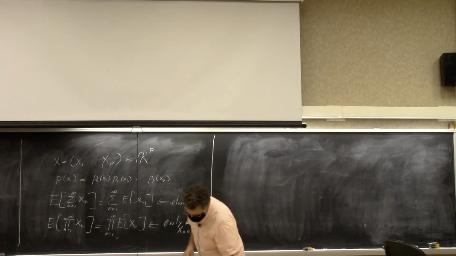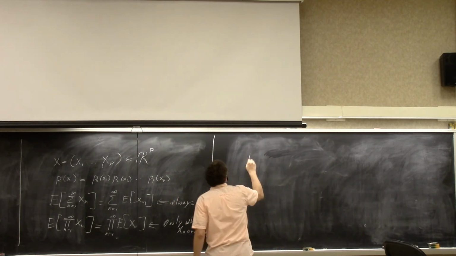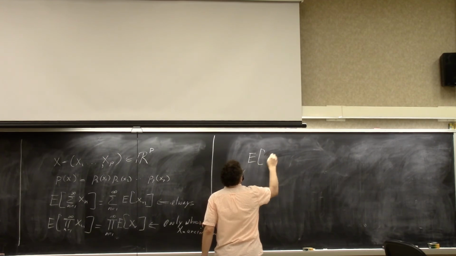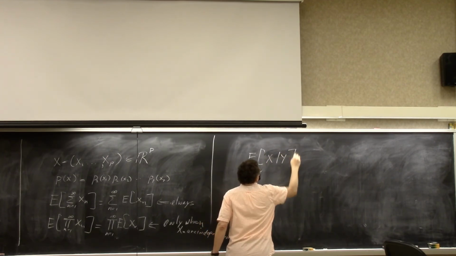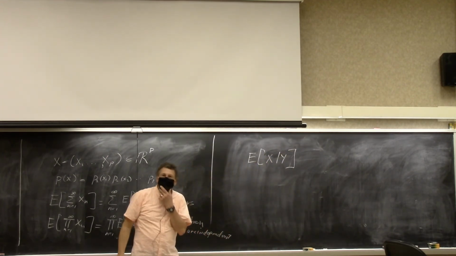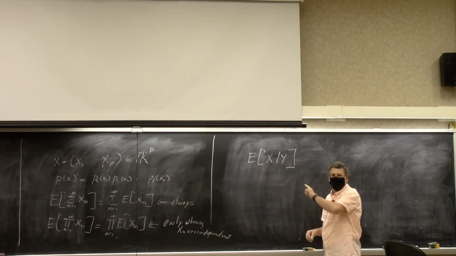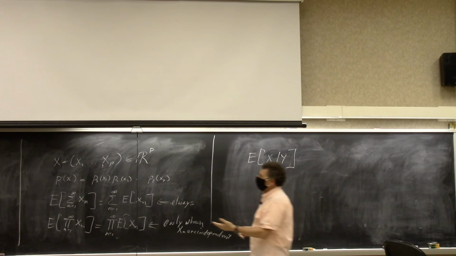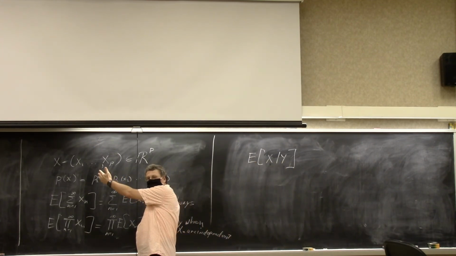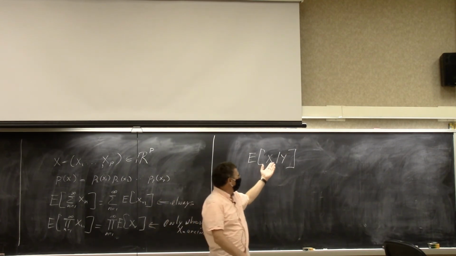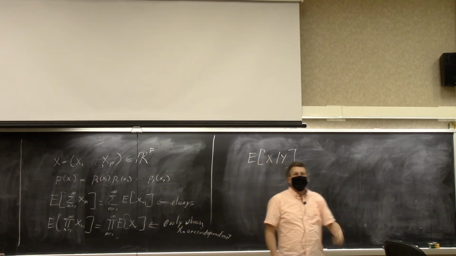So if we have the expected value of x given y, what is this? x is a random variable, y is a random variable. We can have more than one random variable now because we've defined this concept of multidimensional random variables, okay? So x is one component of a random variable and y is another.